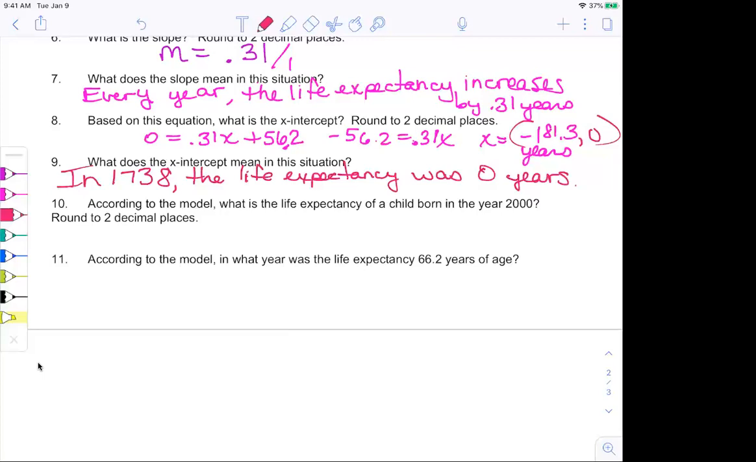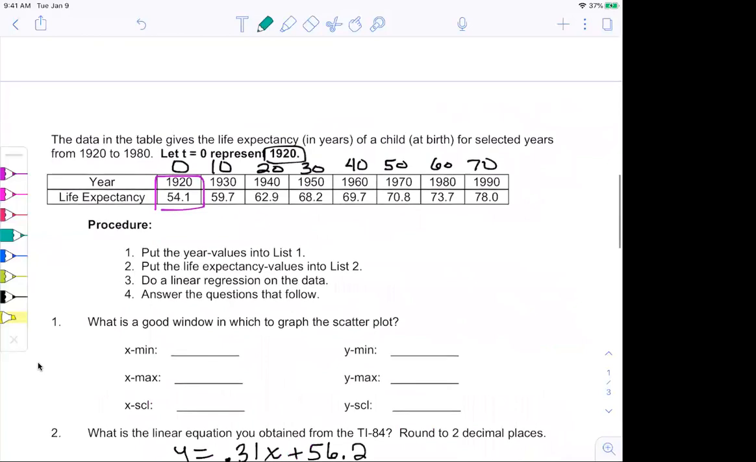The last two problems here, number 10 wants us to think about the year 2000 and what the life expectancy of the child born in 2000 would be. So we have the equation that we've been using, 0.31. I know I have to plug a number in for x. And if I go up to my chart, 1990 was 70. Well, if we're talking about the year 2000, it's just 10 more years past 1990, so that would be 80.